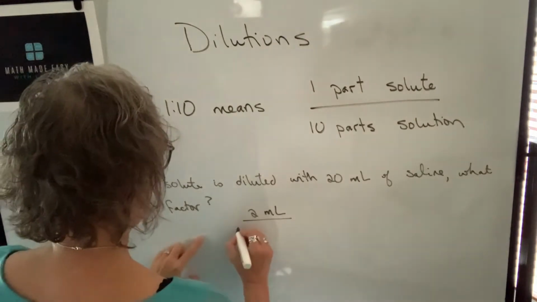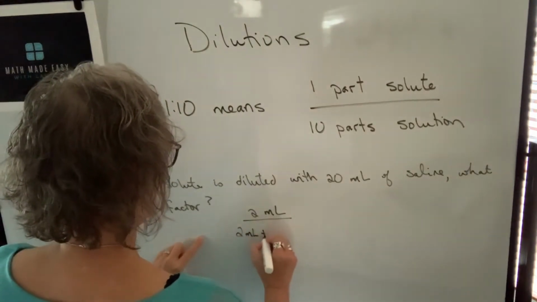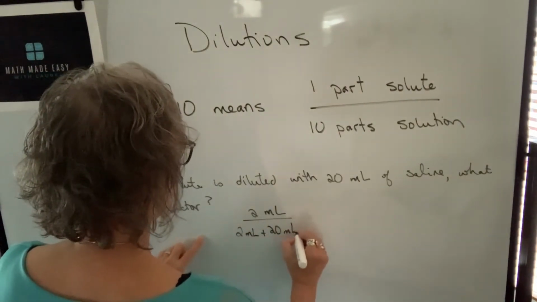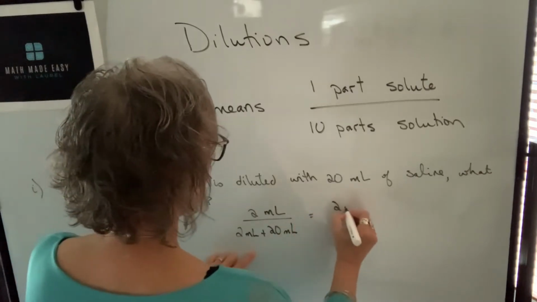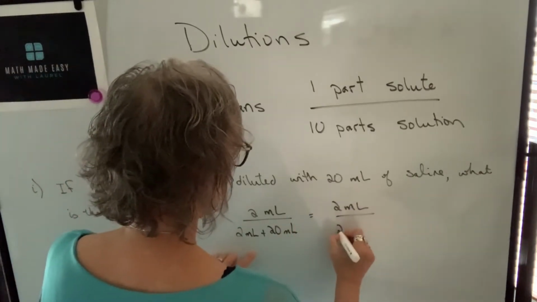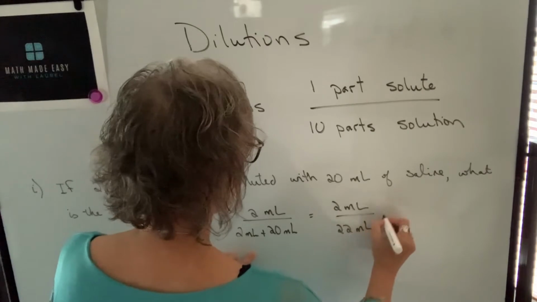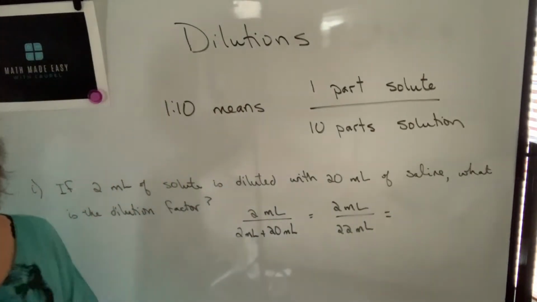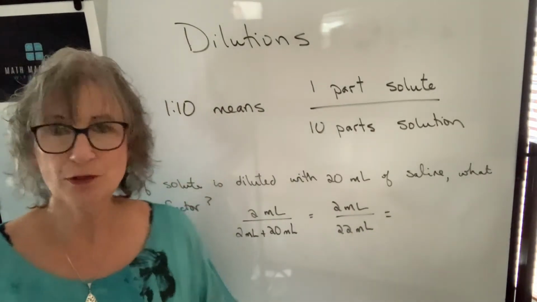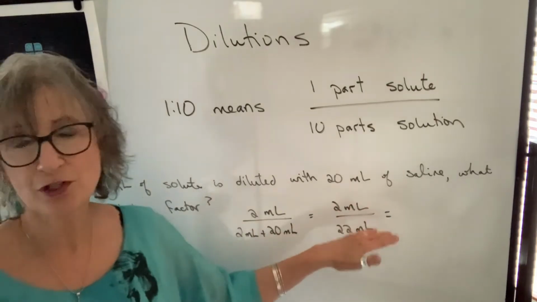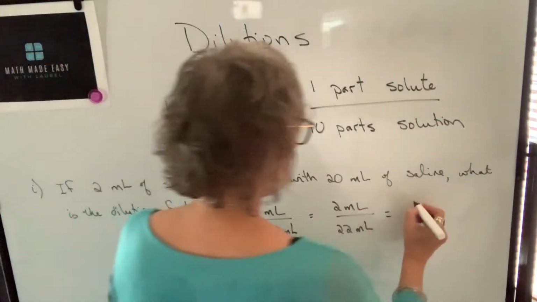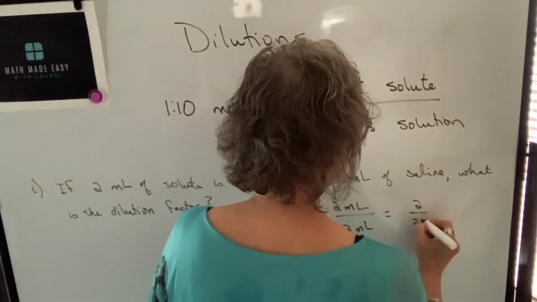So we're going to have 2 milliliters plus 20 milliliters. When we combine those things, we're going to have a total of 22 milliliters. When we work with ratios, we can drop our units as long as those units are the same, which they are. So it's a 2 to 22 dilution.